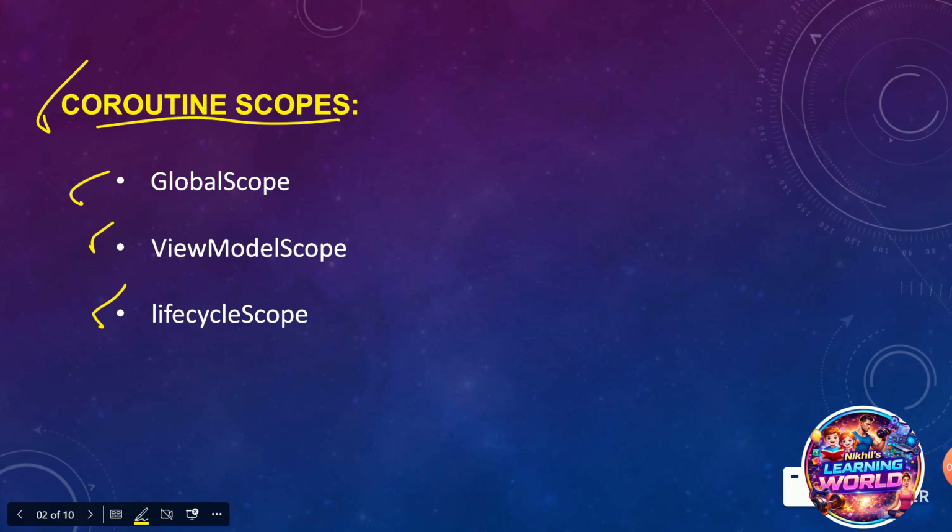Each and every program or function has its own scope. In the same way, coroutines have scope too, like global scope, viewModel scope, and the third one, lifecycle scope. So let's see them one by one.